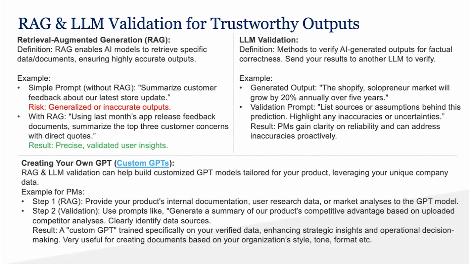But with RAG, what you can do is expose your LLM. And by the way, there are various techniques to do this. We won't get into the technicality of it because it can get quite complex. But here with RAG, I'm assuming the LLM has been uploaded a set of documents. You can say, hey, using the last month's release feedback documents, summarize the top 3 concerns with direct quotes. And you can also say, and prioritize which ones should be improved upon immediately. And the result of that is that the LLM is going to look very specifically at the documents or the augmented context that you've provided, and you'll get precise, validated user insights.